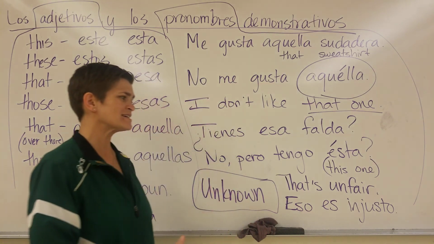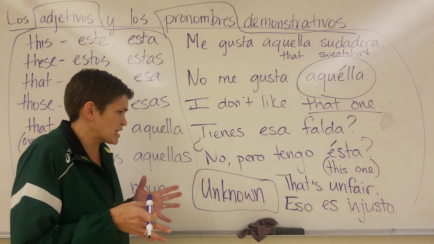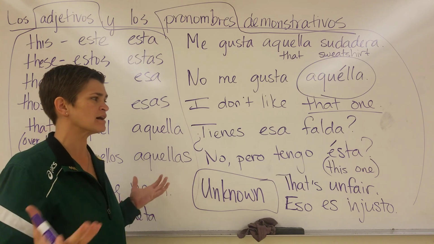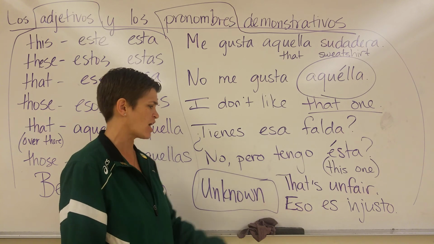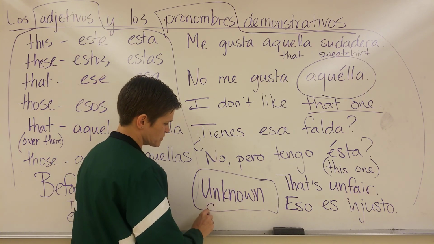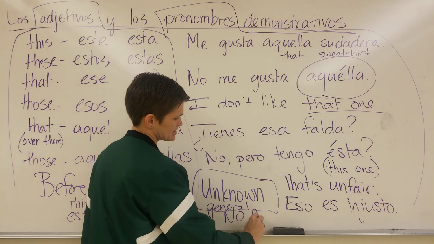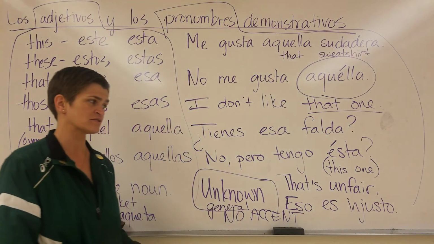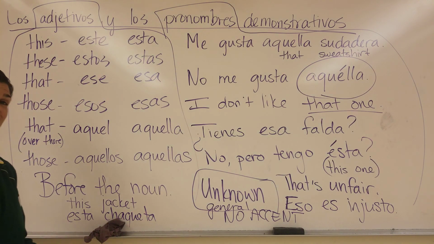Okay, so there's an idea that's unjust, and we want to use the word that. But I'm not pointing to an object. I'm not saying that one is unfair. It's just that general idea, that concept is unfair. So we still use it as a noun, but it's not going to have an accent. In the case of something unknown or general, we're going to have no accent. Other than that, we will use them like regular pronouns. And that's how we use our demonstratives at the Spanish 3 level.